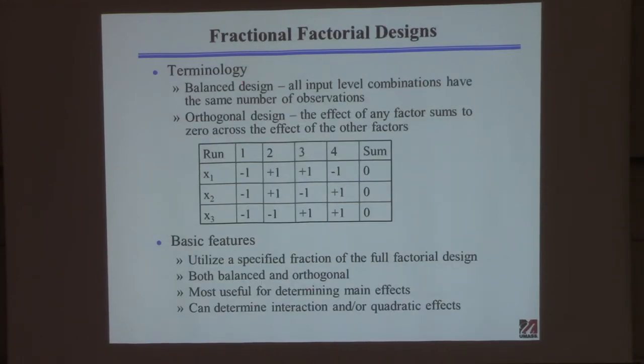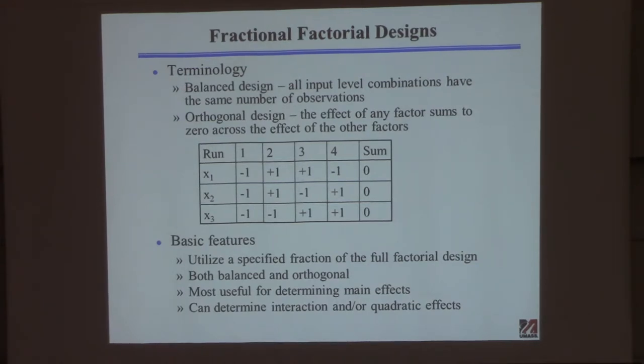So we might consider doing something called fractional factorial design. The idea here is that you want to do some fraction of the designs you would do with a full factorial design. You want to do half of them, a quarter of them, a third of them, a ninth of them, something like that.